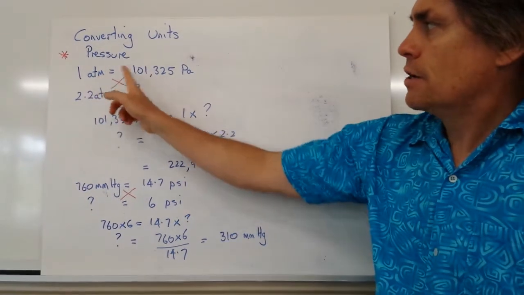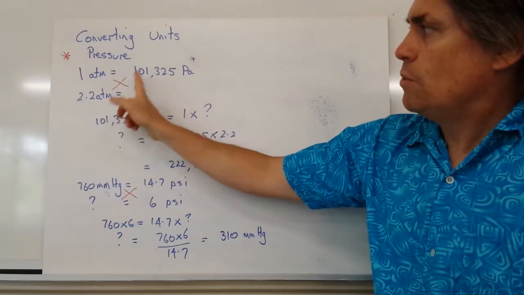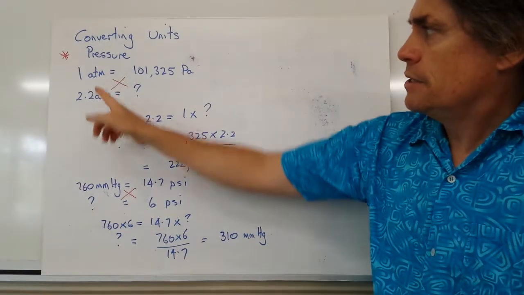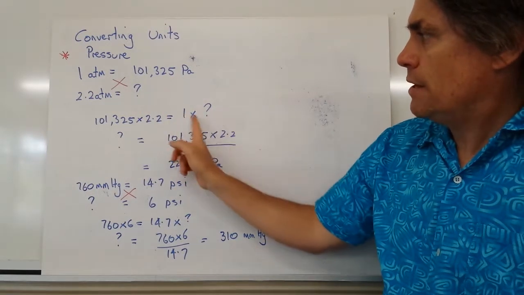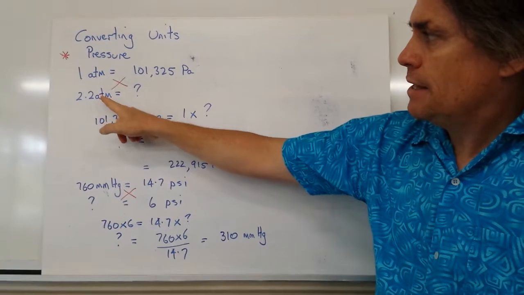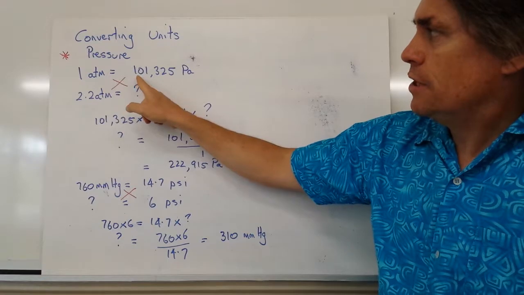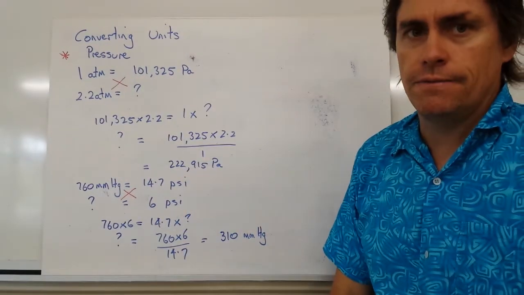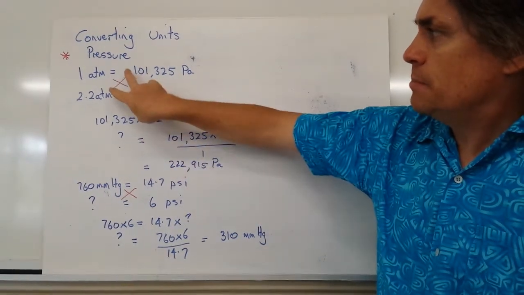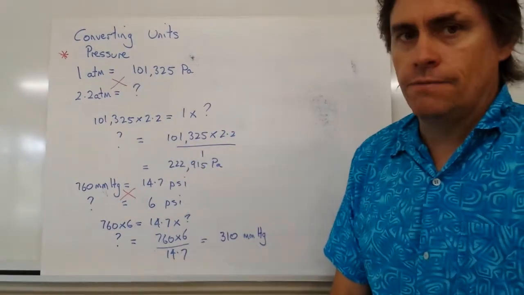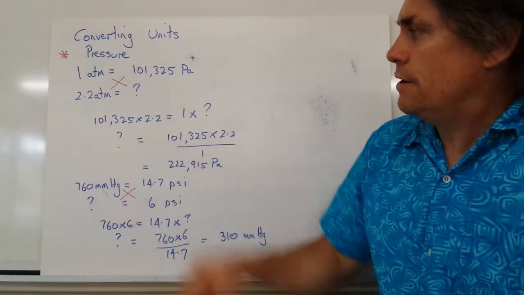If we know the correct conversion between the two, we can actually cross-multiply between what we know and what we don't know. So we get 1 atmosphere times our unknown in pascals, and we cross-multiply that to equal what we do know, in this case 2.2 atmospheres times 101,325. This sets up a ratio of 2 equal parts, so this part will equal this part. And from there, it's a simple question of rearranging our formula to give us our unknown.